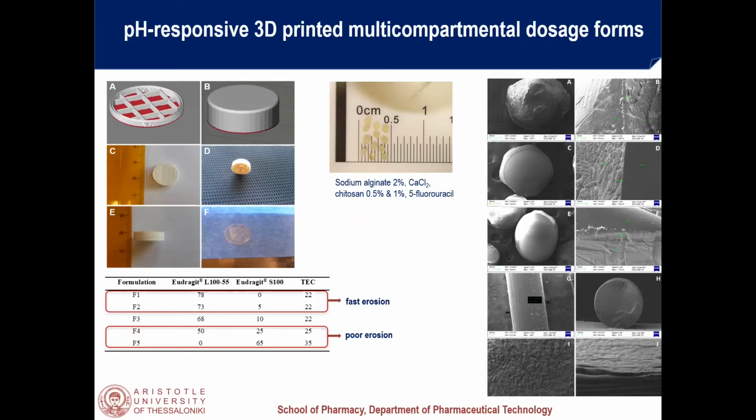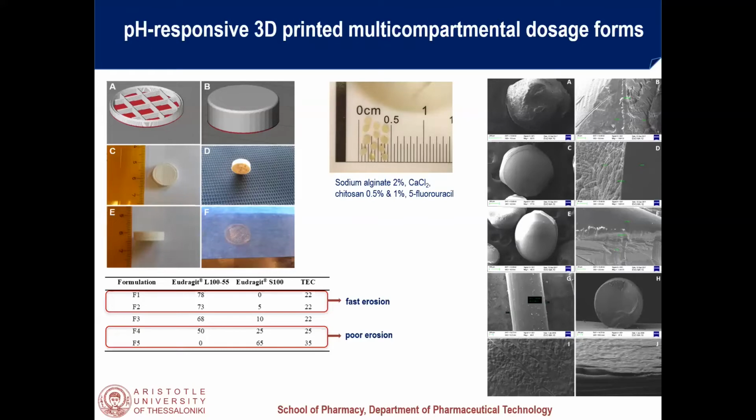So in this case, we tried to deliver the active compound to the colon, which is desired in order to avoid off-target toxicity in the epithelium area, and also to reduce the risk from myelosuppression. So in this case, we developed several formulations as shown in the table, and we ended up with a formulation F3 with the mixture of the polymers and also TEC as a plasticizer.